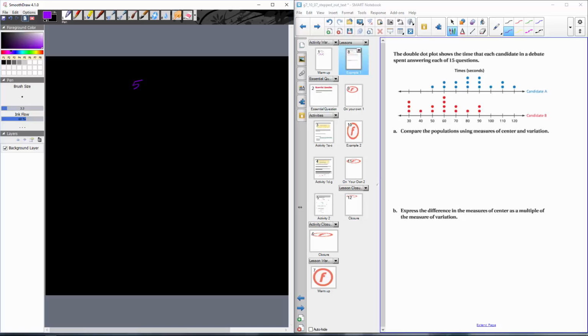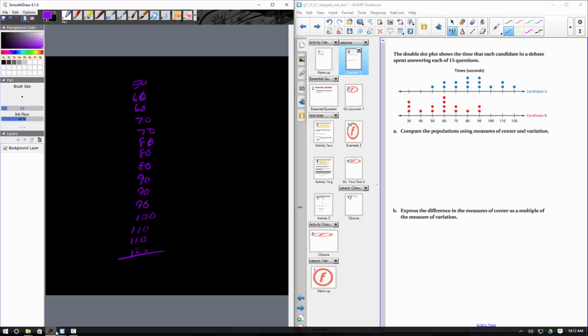In fact, let's just do this. So I'm going to go 50, 60, 60, 70, 70, 80, 80, 80, 90, 90, 90, and 100, and 110 twice, and 120. So I'm going to quickly add all these up. Let me just get a calculator.